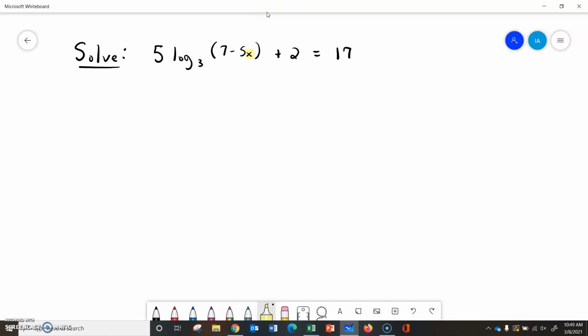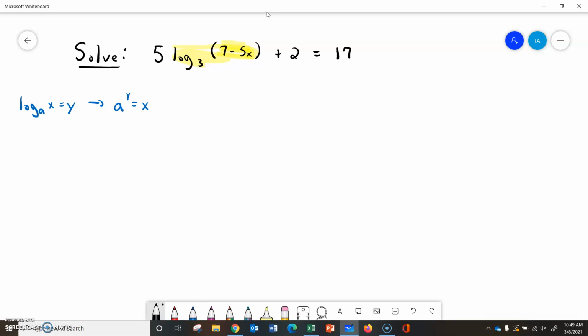So before we can get x by itself, we've got to get the argument by itself. So we've got to get the 7 minus 5x by itself. And before we do that, we've got to get the entire logarithm by itself, because our method for getting this out of the logarithm is to use the idea that log base a of x equals y means a to the y equals x. So the fact that we want to get this x out of the logarithm means we're going to have to go to exponential form. So first of all, we've got to get this log by itself.